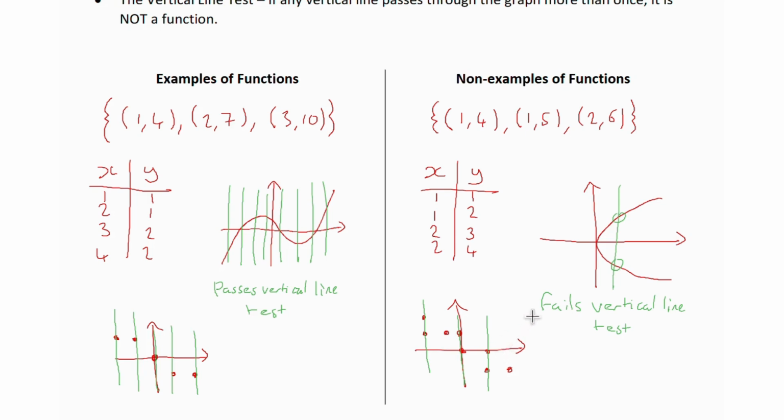So hopefully that has made it very clear what the difference between a general relation and a function is. Relations are any set of ordered pairs. Functions are a set of ordered pairs, but where every x value maps to exactly one value of y. There are no repeated x values, so you can't have a single x value going to multiple different y values.